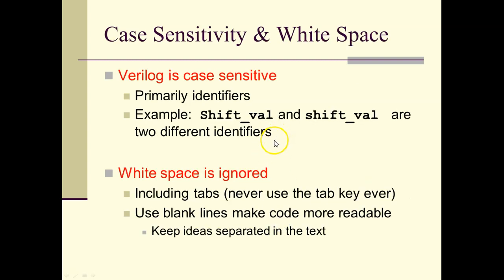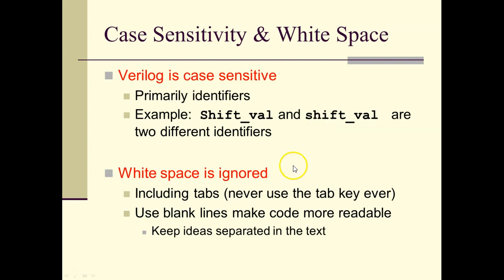Verilog is case sensitive. Primarily this has to do with identifiers. For example, this shift val and these two shift val here are actually different identifiers simply because it's case sensitive, and the S in one of these identifiers is capitalized and the other one's lowercase. So these are two different identifiers. So Verilog is case sensitive.